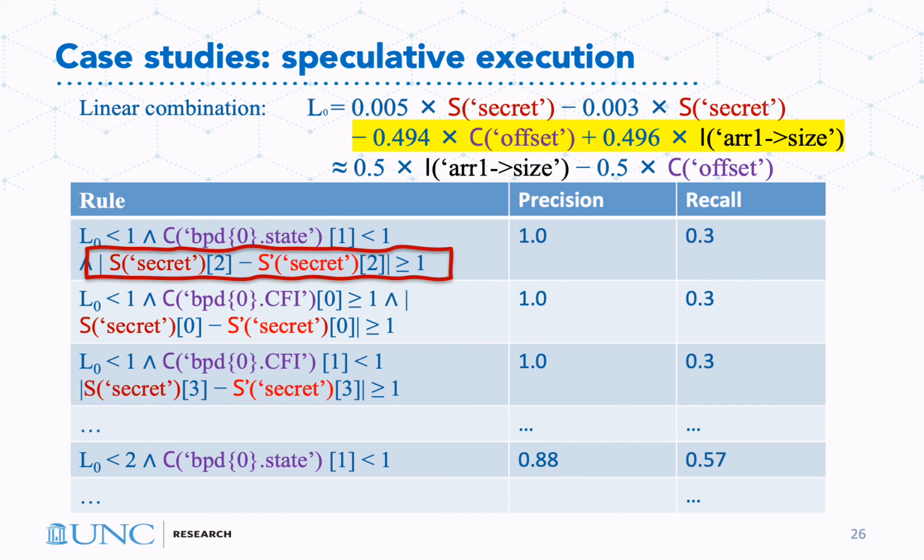For this example, multiple rules similar to that will be generated, and those rules together will indicate that when the branch predictor is carefully set to a specific state, the secret bits from bit 0 to bit 3 would be leaked when the offset is out of the boundary.